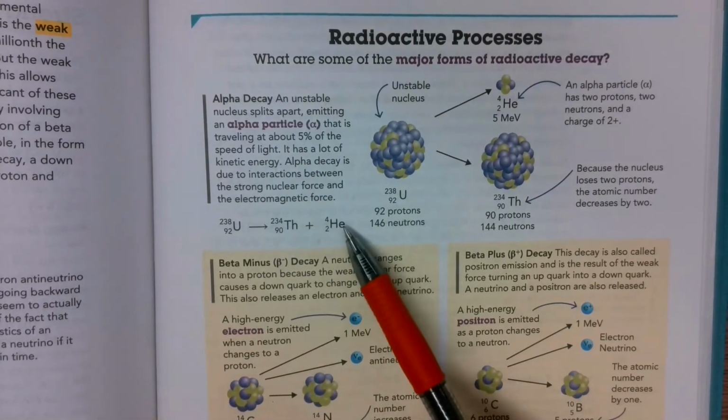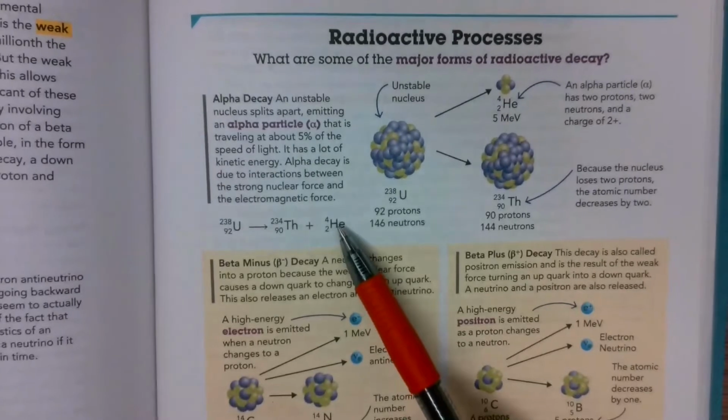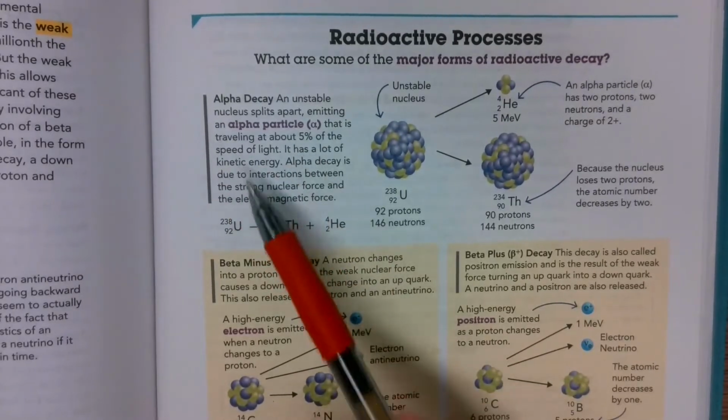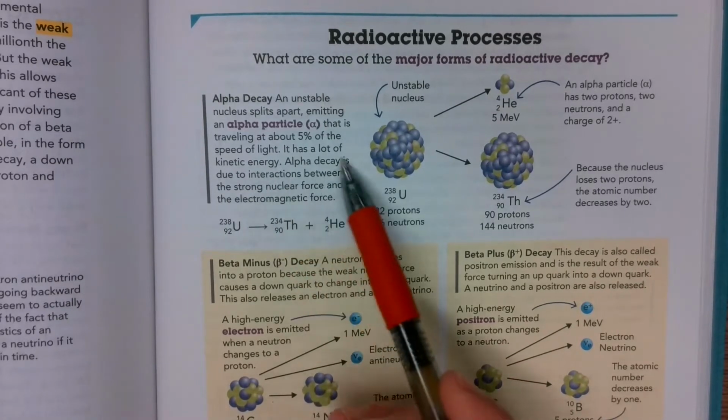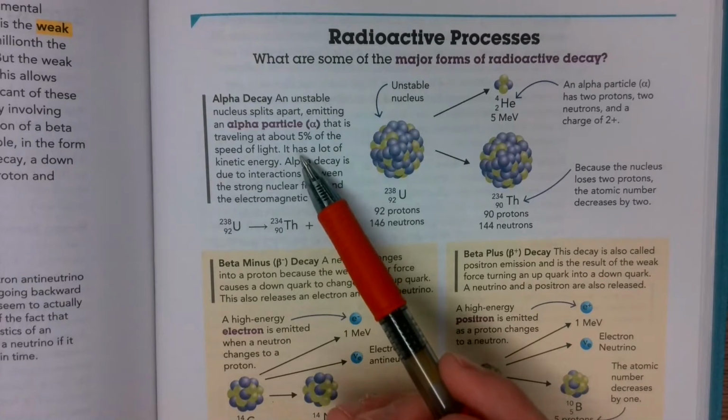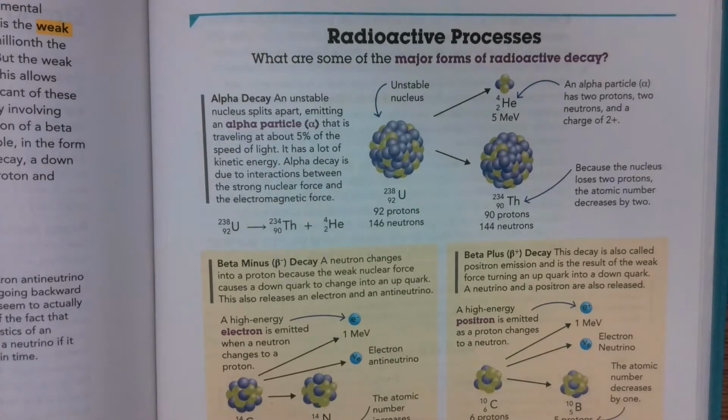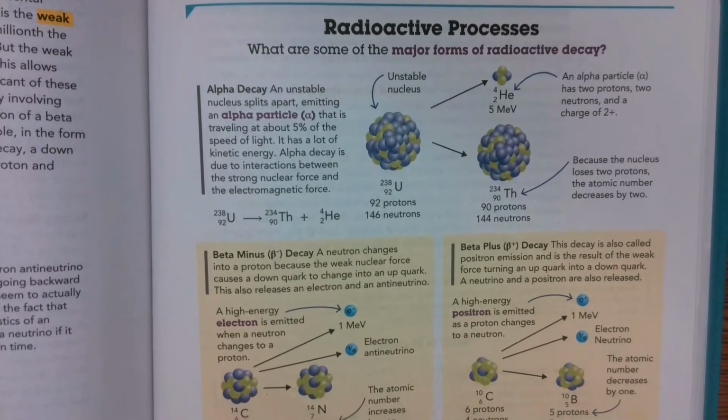Just to give you perspective, these particles are traveling very fast. They travel at about 5% of the speed of light. Electromagnetic radiation travels in a vacuum at the speed of light, but these alpha particles, even though it's 5% of the speed of light, are still traveling very fast, and they can penetrate through different substances.